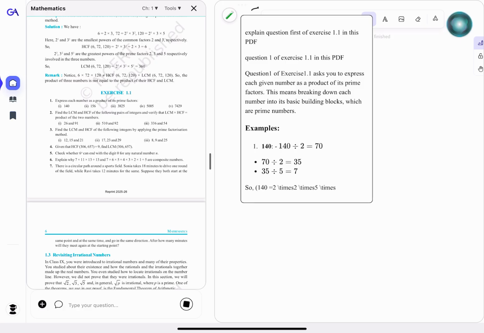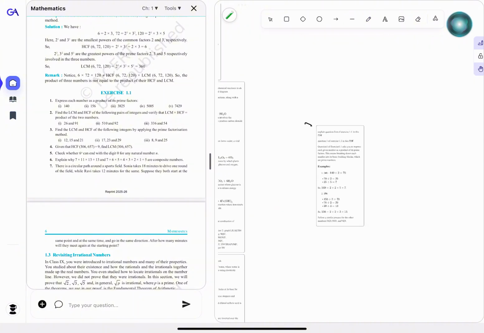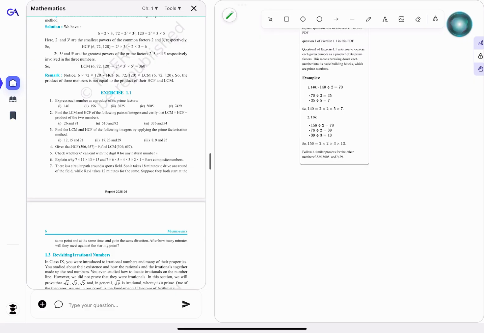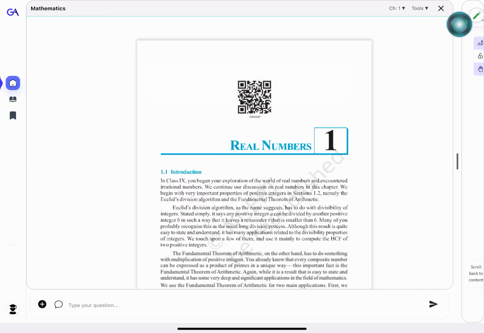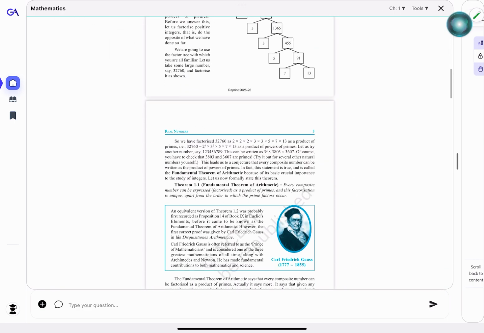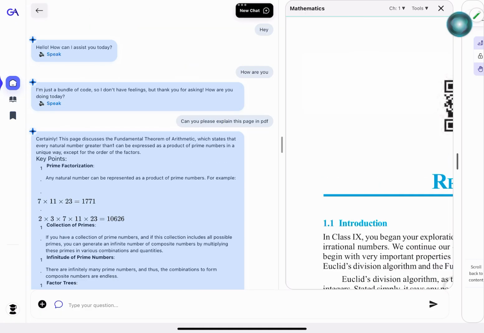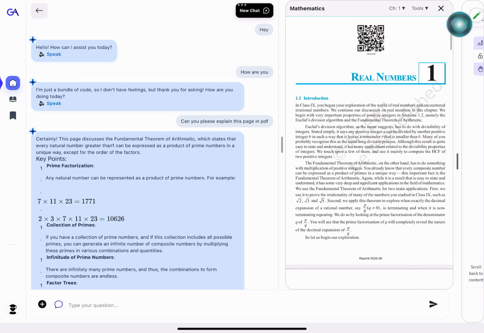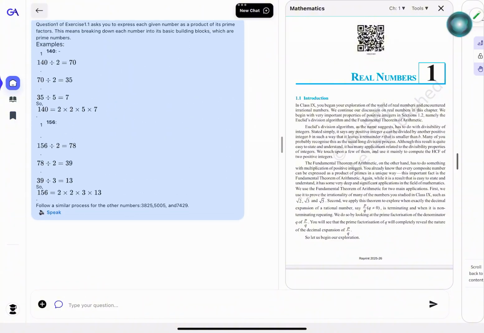Question 1 of exercise 1.1 asks you to express each given number as a product of its prime factors. This means breaking down each number into its basic building blocks, which are prime numbers. Examples. 1. 140. 140 divided by 2 equals 70. 70 divided by 2 equals 35. 35 divided by 5 equals 7.